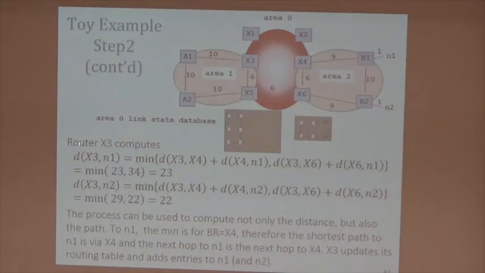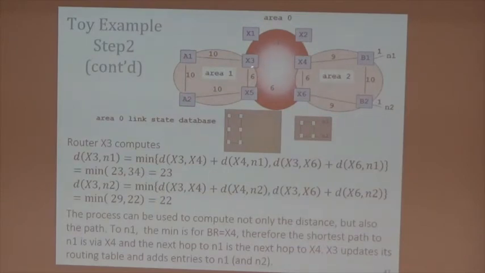Further, when we compute this minimum, we not only compute the minimum, but we remember which of the border routers gave the minimum value. In this case, there's one, and the border router is X4. So we know that from X3 to go to N1, it's shorter to go via X4 here.